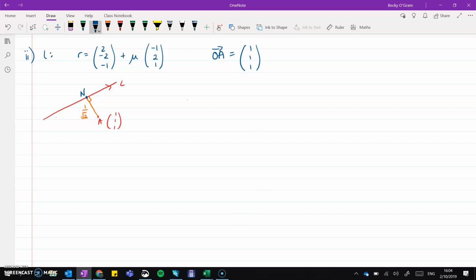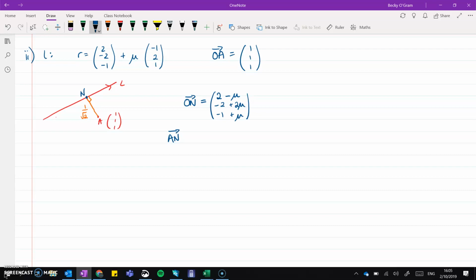Right, so if we think about this point N as being somewhere on the line, it's somewhere on L, so it's going to take this form here, and we can put it together with a particular value of mu. So we're going to have 2 minus mu, minus 2 plus 2 mu, minus 1 plus mu, as representing this position N, where mu is some particular value that gives us that coordinate of ON.